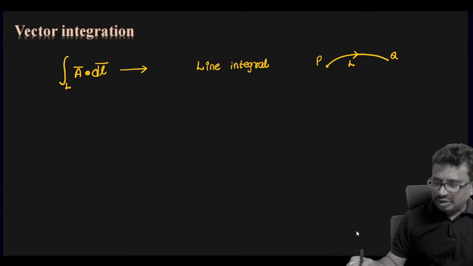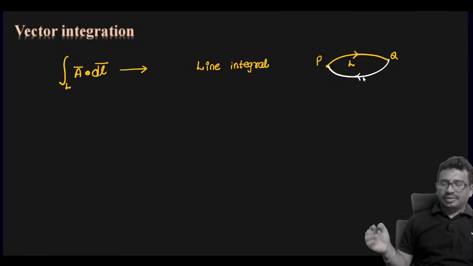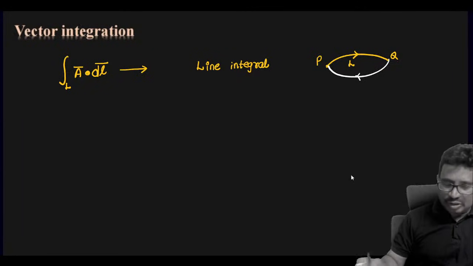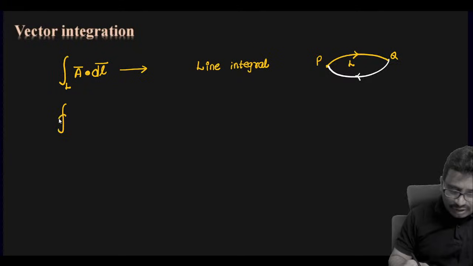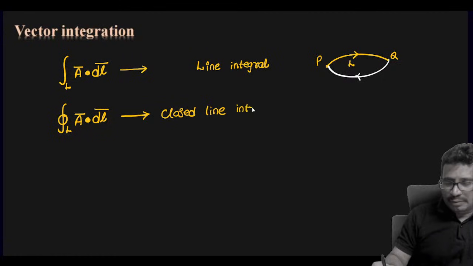If the path is a closed path, meaning P to Q and then Q back to P, then this is called a closed line integral. We indicate it with a circle on the integral sign: closed line integral of A bar dot dl.